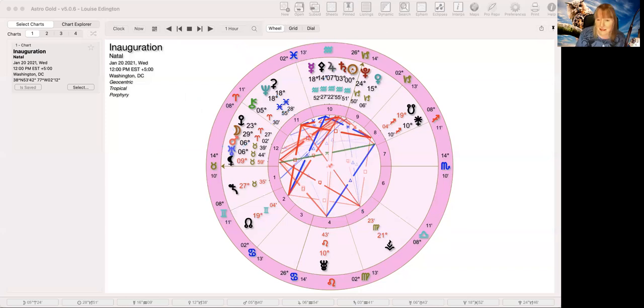Add to that, the Sun is at zero Aquarius, which is the point of the Saturn-Jupiter conjunction on December the 21st. So you can see that all these stories are coming together. All of this craziness is coming together. We've also got Hygieia in exact trine to Juno.